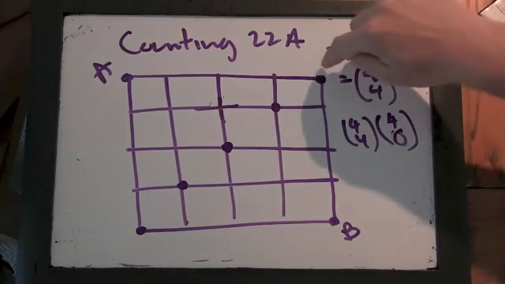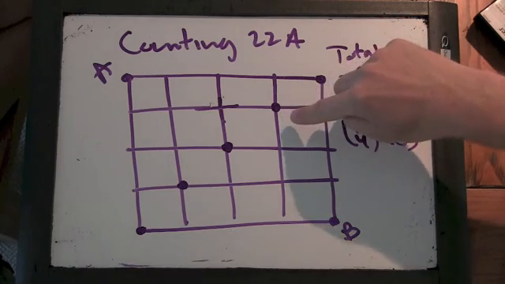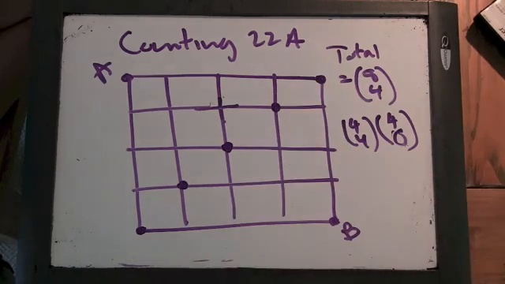Okay? Now let's complete what it is. That's the paths that go through this point. Now we've got to add in the paths that go through that point, and that point, and that point, and that point, okay? All right.